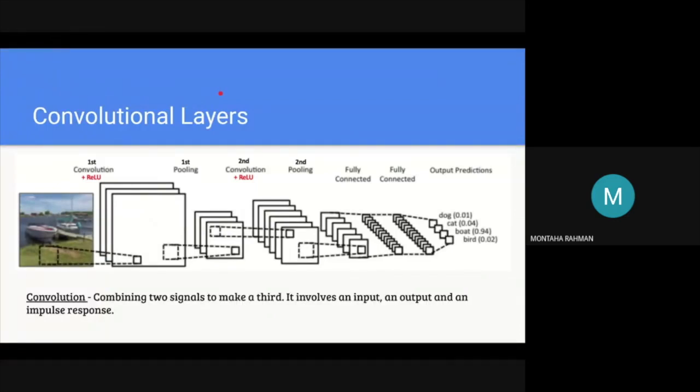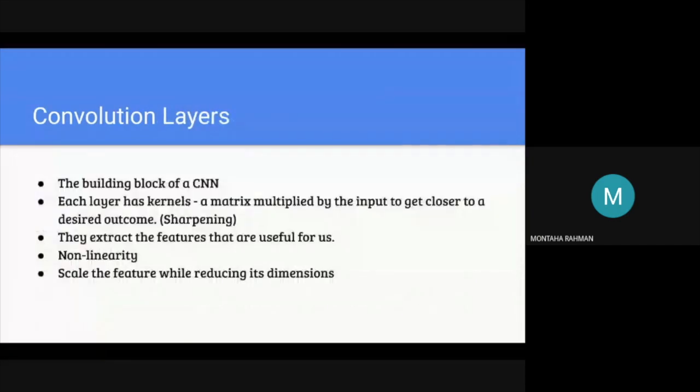So like Michael said, there are convolutional layers. Let's talk about the definition of convolution in case you're confused. We just have to think about it like a math operation, like addition, subtraction. Convolution is its own operation, so it involves combining two signals to make a third, and it has an input, an output, and an impulse response. And we're going to be referring back to this picture for the next two slides. Tadra, can you go to the next slide?